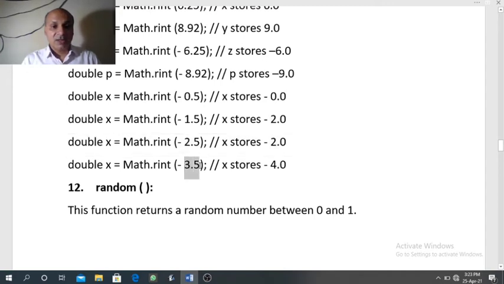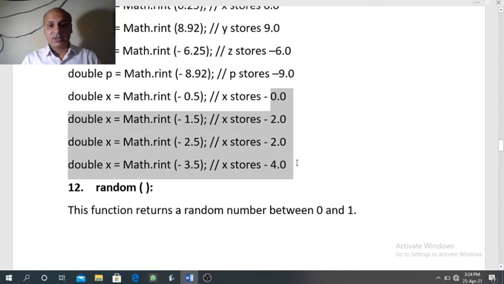Now when we have -3.5, it is between -3 and -4. So nearest even integer in this case is -4.0. So in last 4 examples you would have noticed that answer is always coming in even integer.